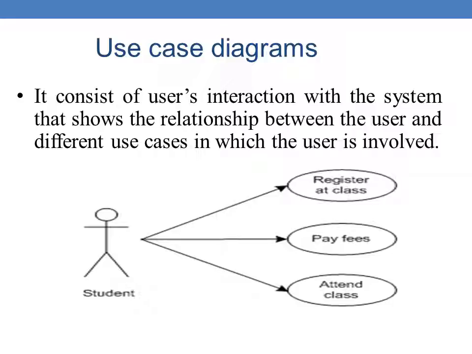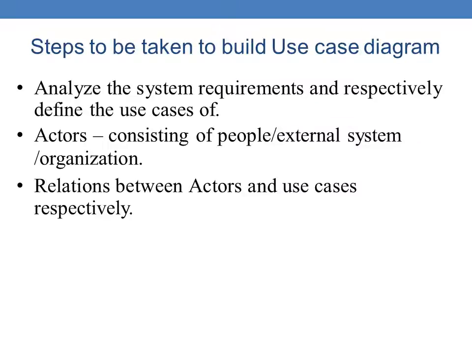Next one is use case diagrams. It consists of user interactions with the system that shows the relationship between the users and the different use cases in which the user is involved. So the user registers for a class, pays fees, attends class. This one actor involves three different use cases. Relationship with use case diagrams and the sequence diagrams.